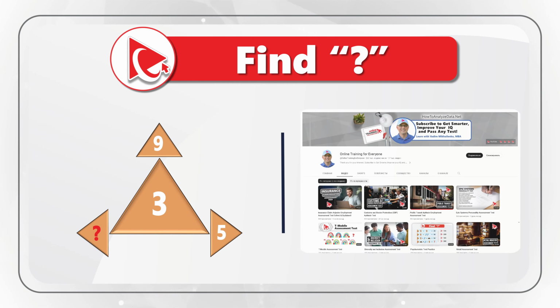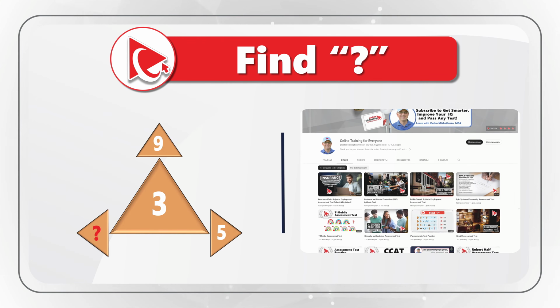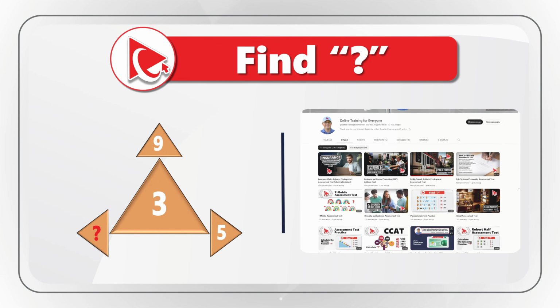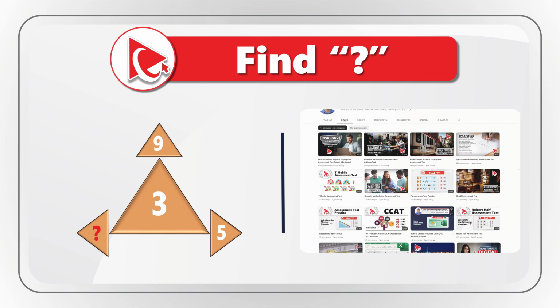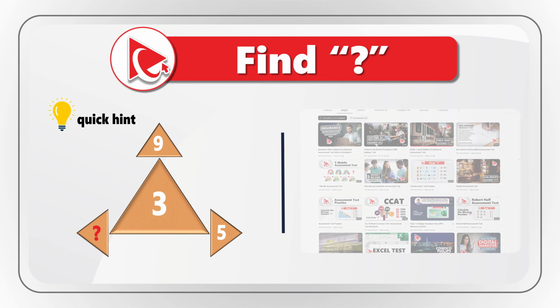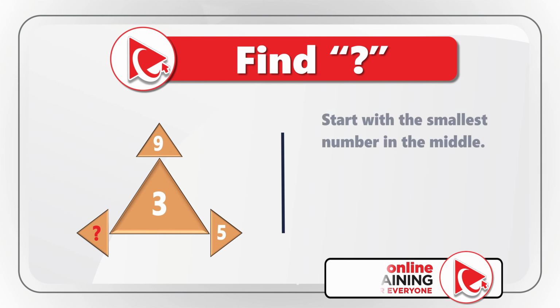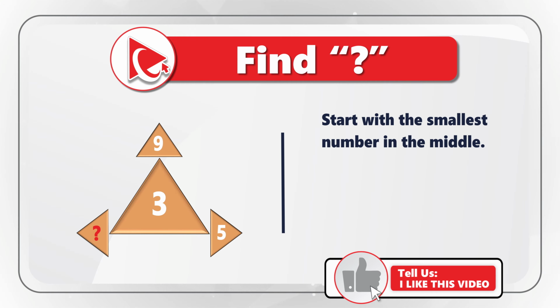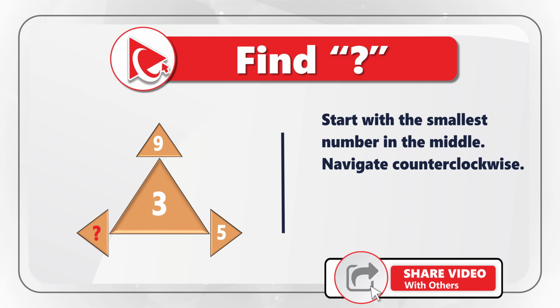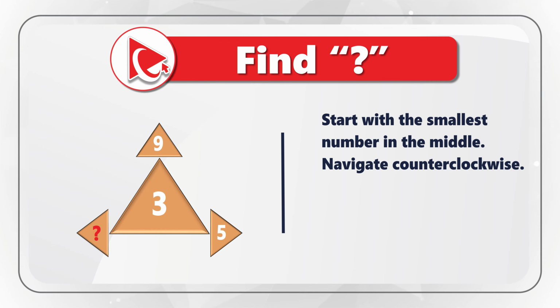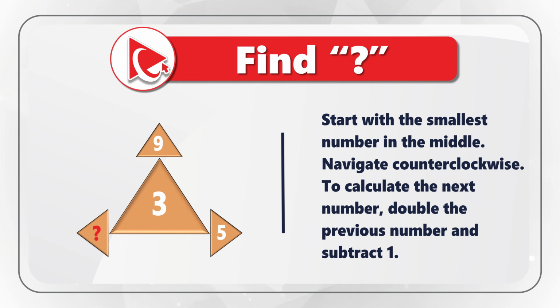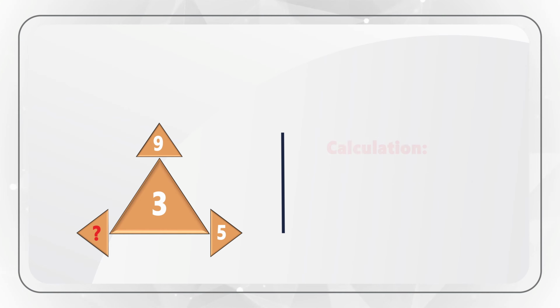If you are a frequent visitor to this channel, you know the rule. And the rule is, to complete the calculations and solve the challenge, you need to understand the pattern. And the pattern here is very simple. It's a counterclockwise navigation when you do the calculations. You start with the smallest number 3, and then calculate number 5, calculate number 9, and then calculate the missing number. In this pattern, to calculate the next number in the sequence, you need to double the previous number and subtract 1.